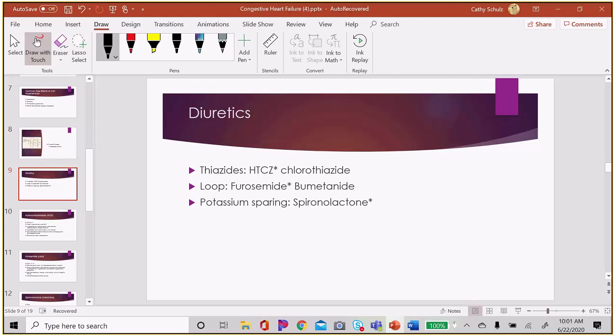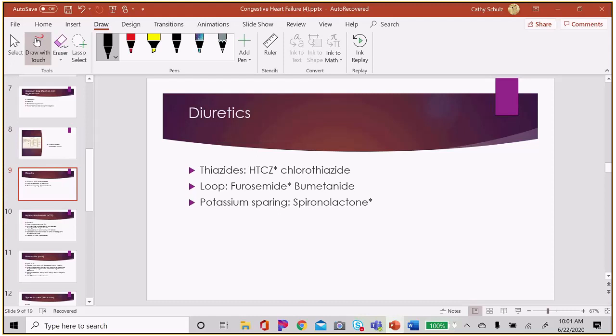So there are three main groups of diuretics. The thiazide diuretics, which is hydrochlorothiazide. Chlorothiazide is another one that you could see, but what you'll see on the study guide in our exam is hydrochlorothiazide. Loop diuretics, which is furosemide. Again, there's more than one loop diuretic, but furosemide is the one that you're going to see on our exam, and potassium sparing, which is spironolactone.